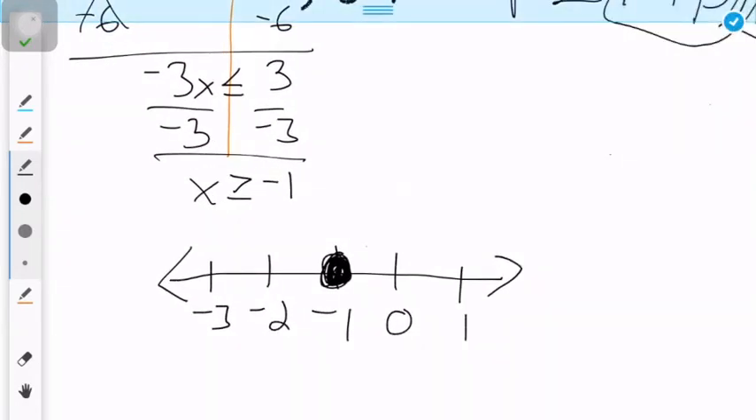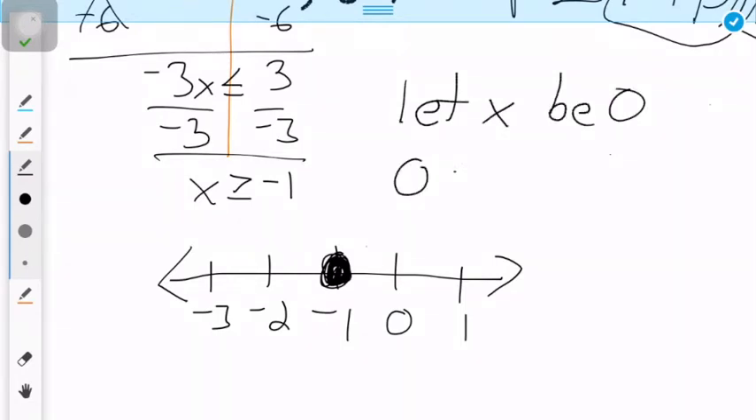I want to check which way my arrow is going, so I'm going to say that x is going to be 0, and I want to see if this is true. In this case, it is true. 0 is greater than or equal to negative 1. So I want to point in the direction of 0, which happens to be the right way.